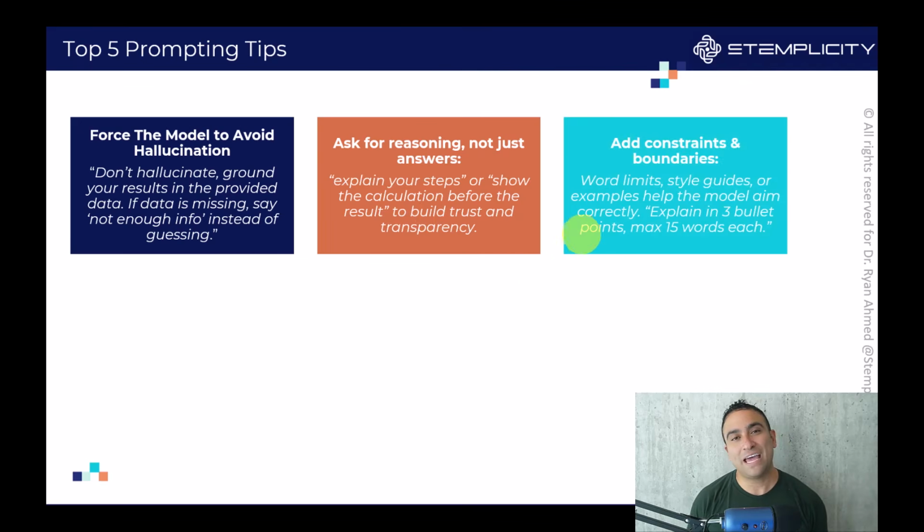Afterwards, you can tell the artificial intelligence models or give it word limits or constraints and boundaries. For example, you can say, explain in 3 bullet points, maximum 15 words each, as an example.